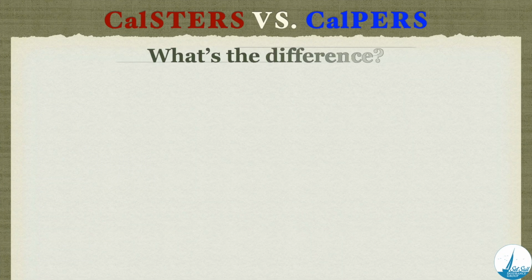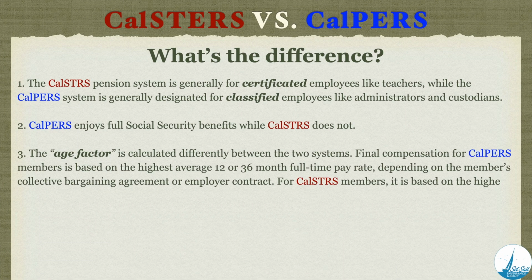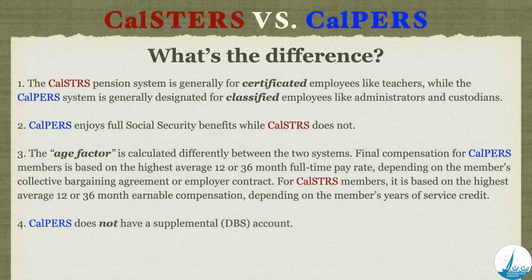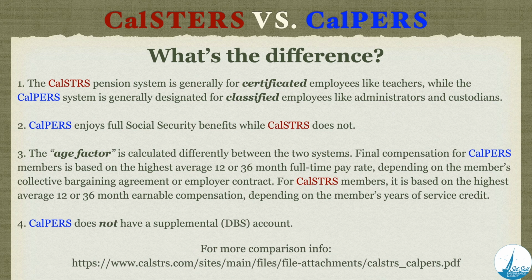All right, CalSTRS versus CalPERS. What's the difference? The CalSTRS pension system is generally for certificated employees like teachers, while the CalPERS system is generally designated for classified employees like administrators, counselors, and custodians. CalPERS enjoys full Social Security benefits while CalSTRS does not. So if you have CalSTRS, you will not be getting Social Security for this pension. We'll also be getting into Windfall a little later in the presentation.